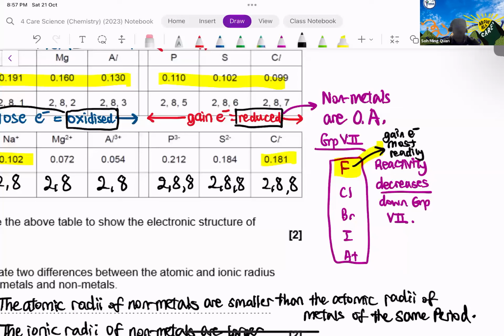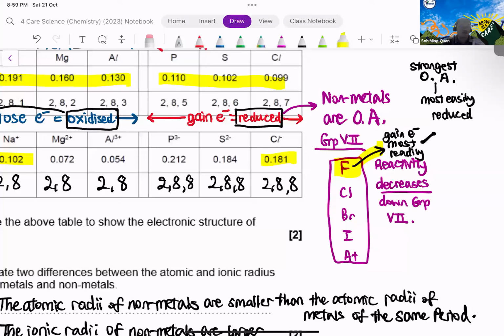If it's the most easily reduced, this means that fluorine will be the strongest oxidizing agent. And indeed, fluorine is a very, very strong oxidizing agent. Fluorine is able to react with every single other element in the periodic table. All right? And the main reason why fluorine is such a strong oxidizing agent is because it is most easily reduced. So now we have covered not just atomic radius, ionic radius, we have also covered metals are reducing agents, non-metals are oxidizing agents. And you must be able to explain this in terms of electron loss and gain.